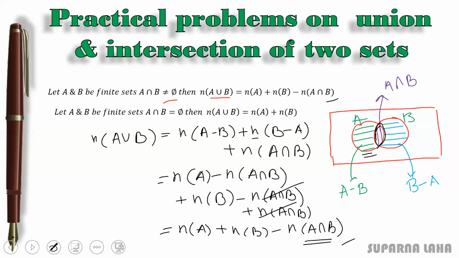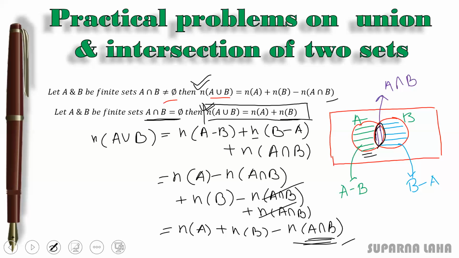We have to use this formula for finding solutions of some practical problems. If A intersection B is phi, that means it is the null set and the number of elements in a null set is 0. So at that time, the number of elements in A union B is given by the number of elements in A plus the number of elements in B. So remember these two formulas and we will use them to solve some problems.